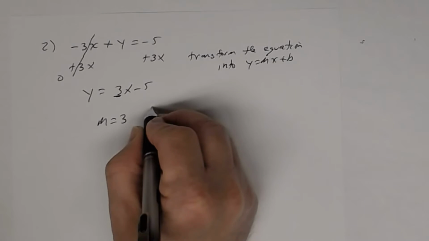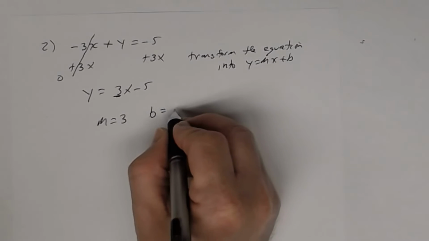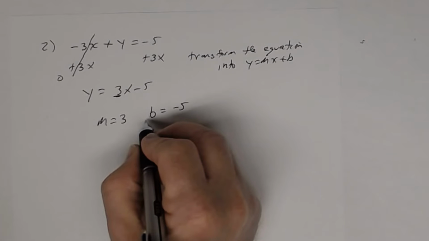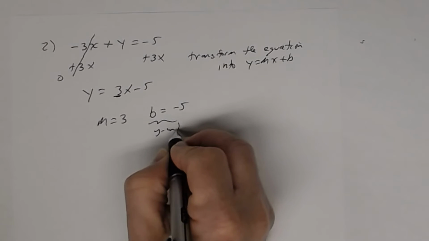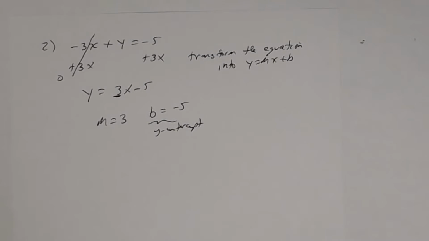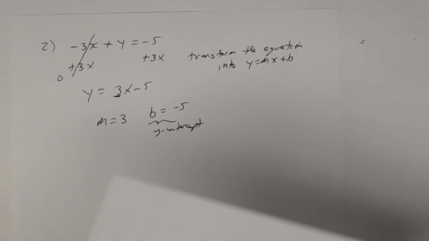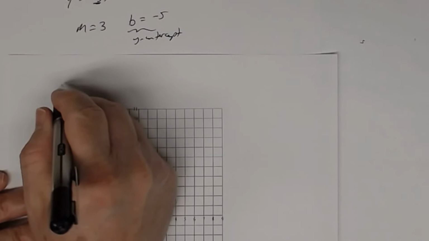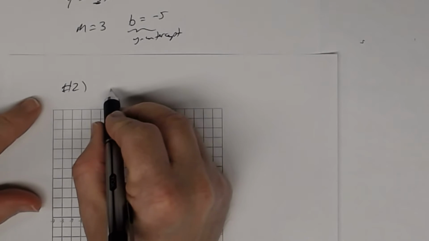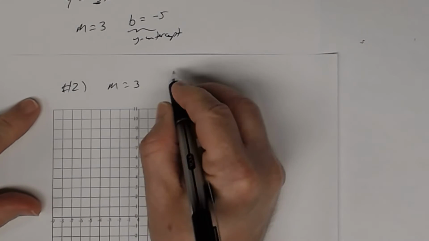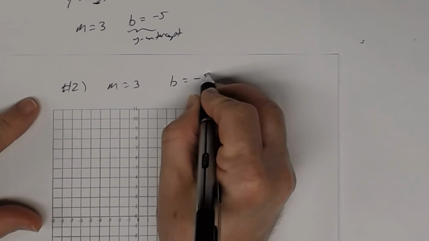And the y-intercept, I'm going to put b. The y-intercept is negative 5. But remember, that's the y-intercept, right? And then all you do is graph the line. All right, so let's go ahead and do that. So there's number 2. You know the slope is positive 3, and you know that the y-intercept is negative 5.